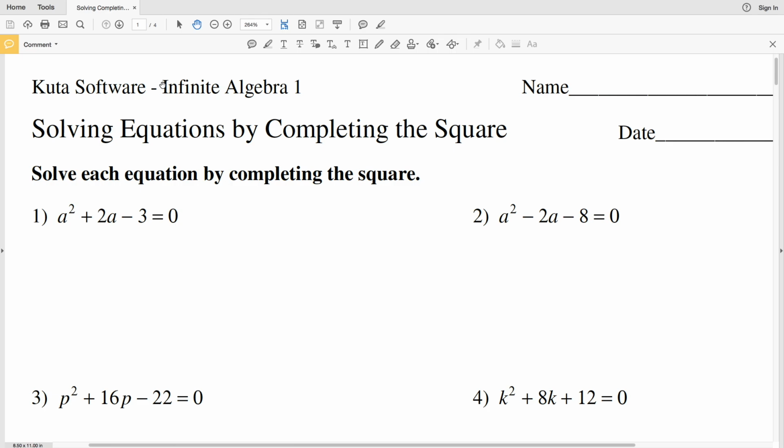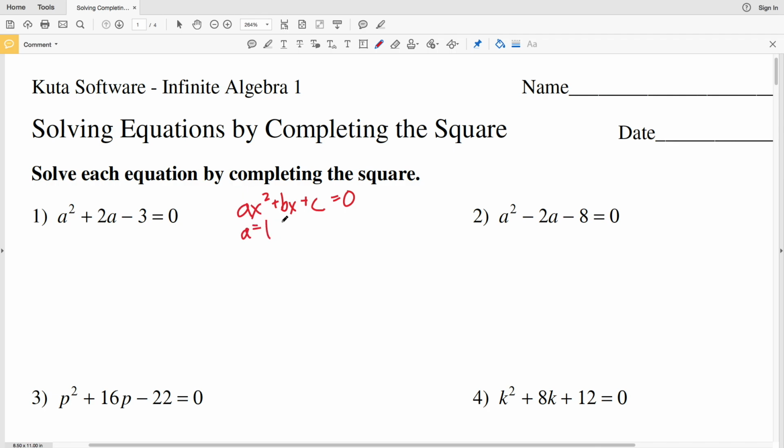In this video, we're going to start the KutaSoftware Infinite Algebra 1 free worksheet, solving equations by completing the square. Now this worksheet has a total of 24 problems, so I'm going to do 8 problems in each video. And in this first video, lucky enough for us, for the quadratic ax squared plus bx plus c equal to 0, we're only dealing with a values of 1.